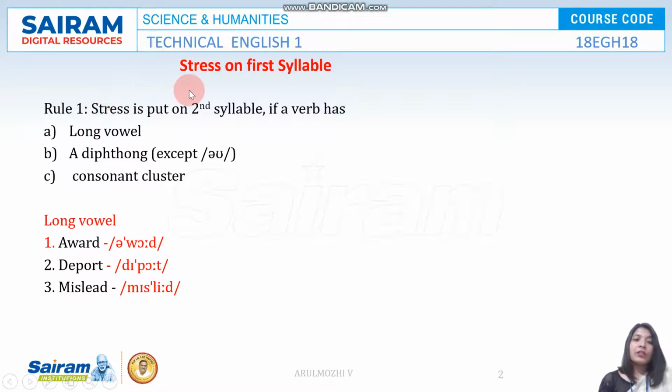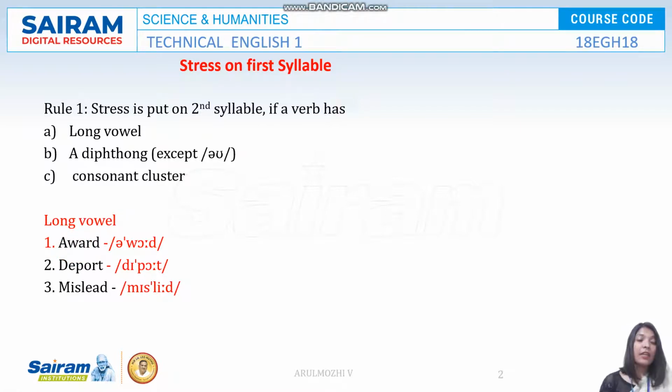Okay, so stress on the first syllable for two syllable words. Take for example, they are all stressed on long vowel sounds. When you have a diphthong, it is stressed except O. Consonant accent. Look at the examples. Long vowel. How are long vowels stressed?